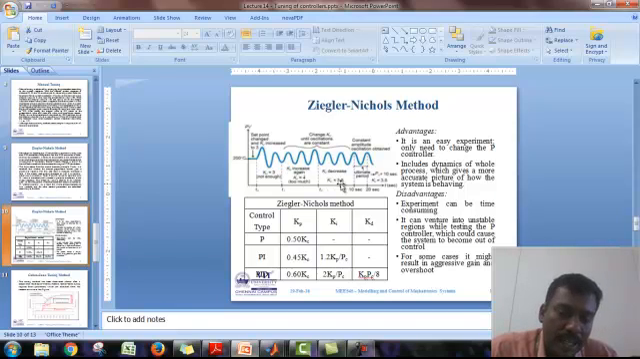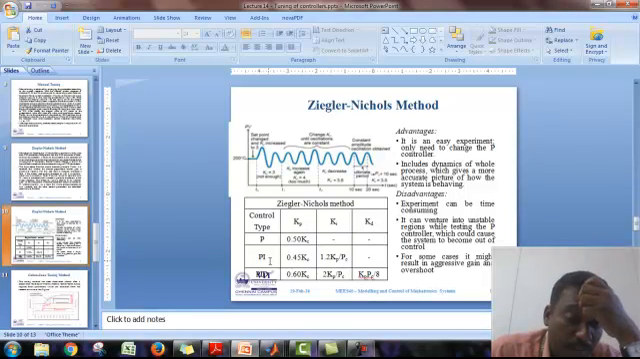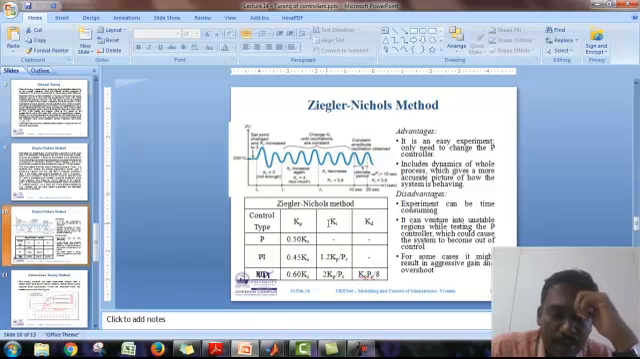Once you find the critical value KC of 3.5, you apply the corresponding KP for whichever controller you selected. If you select a proportional controller, you apply the KC value and find the proportional gain. If you select a proportional-integral controller, you find the proportional gain and integral gain. If you select the PID controller, you apply the critical value and find the proportional, integral, and derivative values.